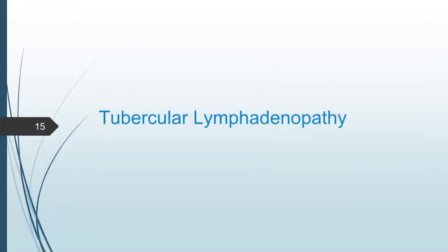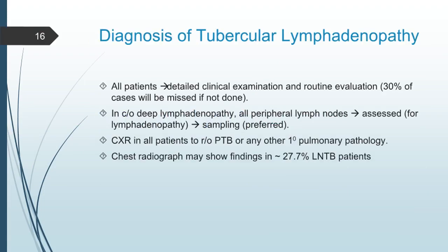Now, coming towards the second section of our lecture. Tubercular lymphadenopathy, the most common form of extrapulmonary tuberculosis. Cervical lymph nodes are the most commonly affected by this disease. All patients should undergo a detailed clinical examination and routine evaluation. In patients with deep lymphadenopathy, all peripheral lymph nodes must be assessed for the presence of lymphadenopathy and preferred for sampling. Chest radiograph is to be performed in all patients.